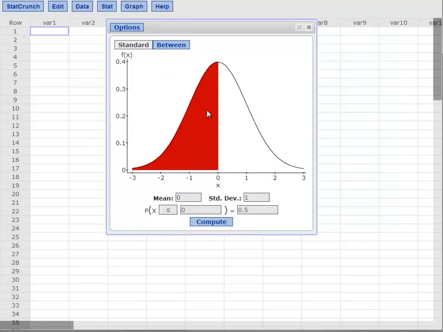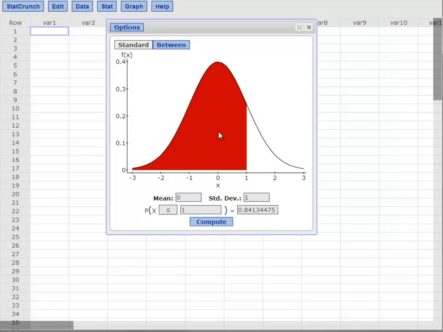The standard option, as the picture implies, gives you area under the curve up to a certain point. Right now they're saying x instead of z, so they're using x's instead of z's. If we go from all the way to the left as far as it'll go up to 0, you can see that we get half of our data, or 50%. If we wanted to go to 1, hit compute, that gives us 84%.